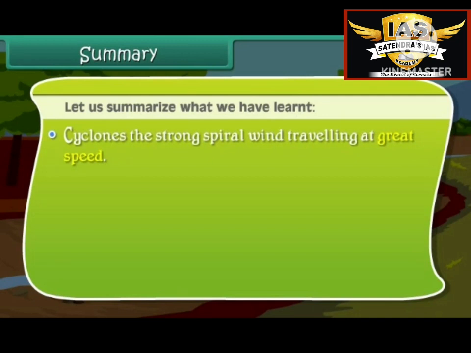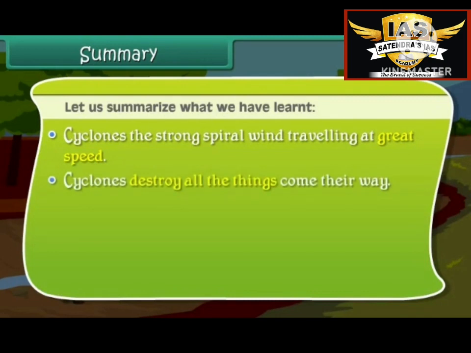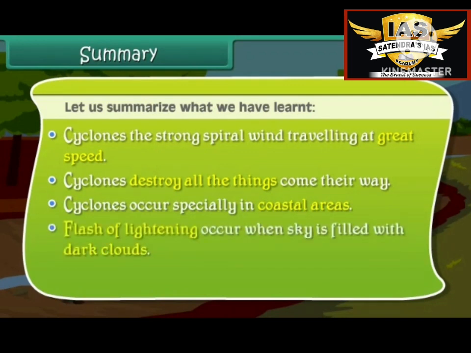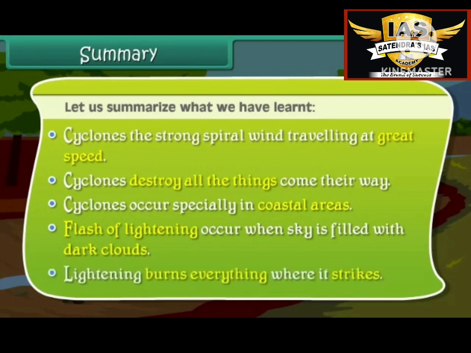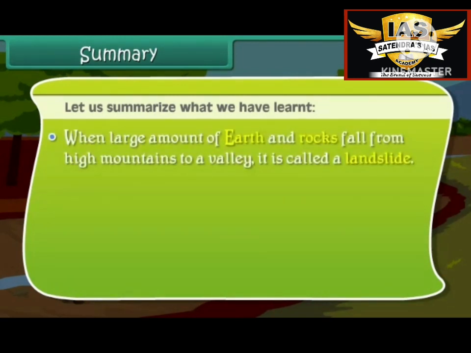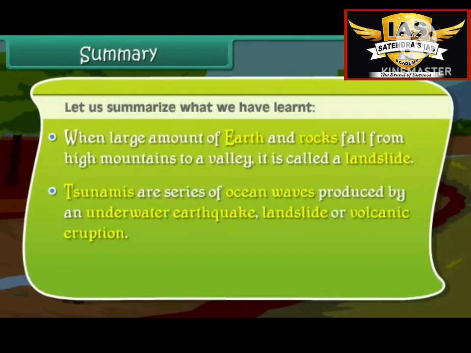Cyclones are strong spiral winds traveling at great speed. Cyclones destroy all the things that come their way. Cyclones occur especially in coastal areas. Flash of lightning occurs when the sky is filled with dark clouds. Lightning burns everything where it strikes. When a large amount of earth and rocks fall from high mountains to a valley, it is called a landslide. Tsunamis are a series of ocean waves produced by an underwater earthquake, landslide, or volcanic eruption.